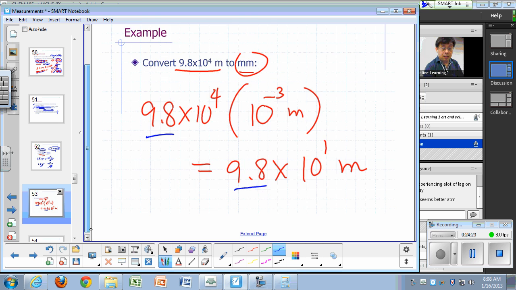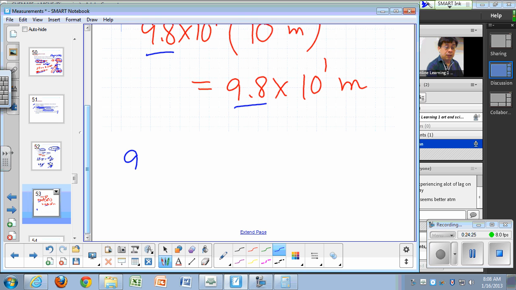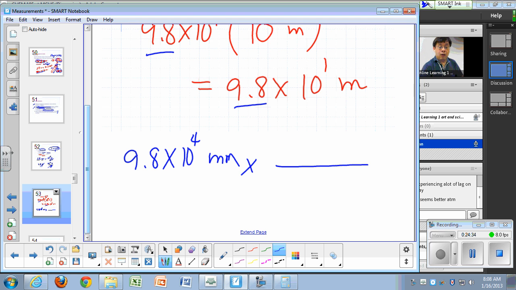That's another way you can do it. You can use a conversion factor. So 9.8 times 10 to the fourth millimeter. Okay, so the unit that I want to get rid of is millimeters. So I put it down here so I can cancel it when I multiply. So this is my conversion factor.